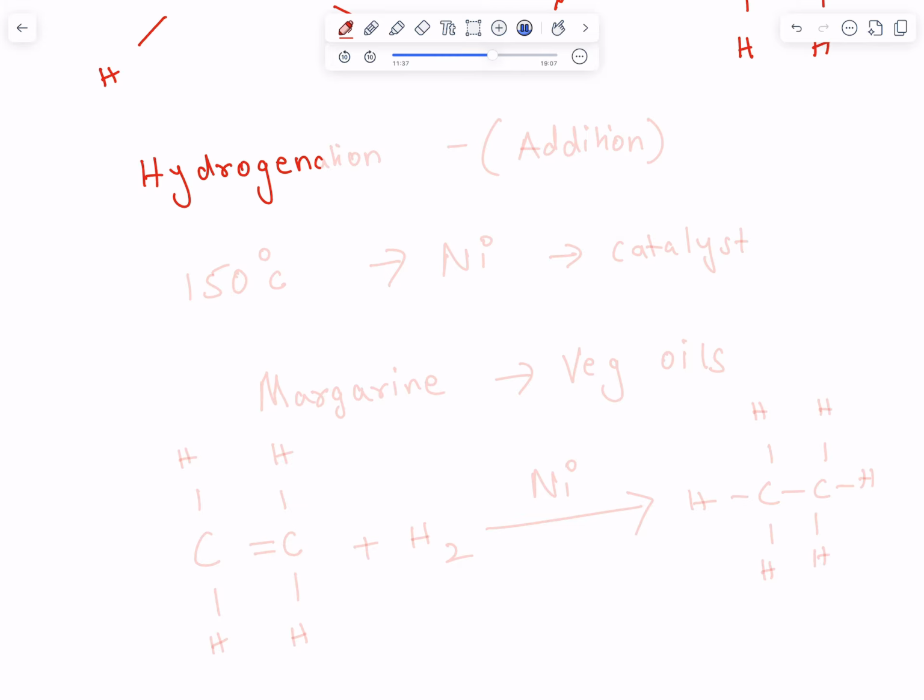What is hydrogenation? Alkenes, as I told you, undergo addition reactions. This is a special name given when they undergo addition reaction with hydrogen and an alkane is formed. Hydrogenation reactions occur at 150 degrees Celsius using nickel as a catalyst. This is an important piece of information for your exam, which you need to remember.